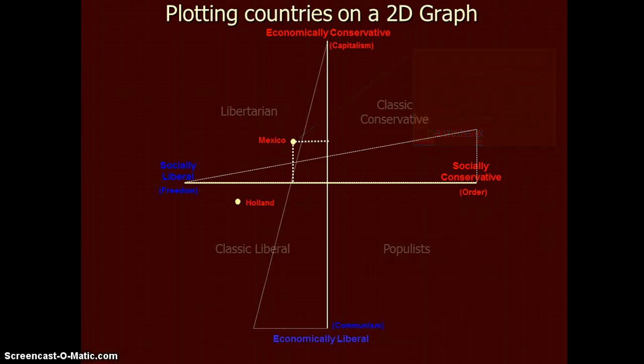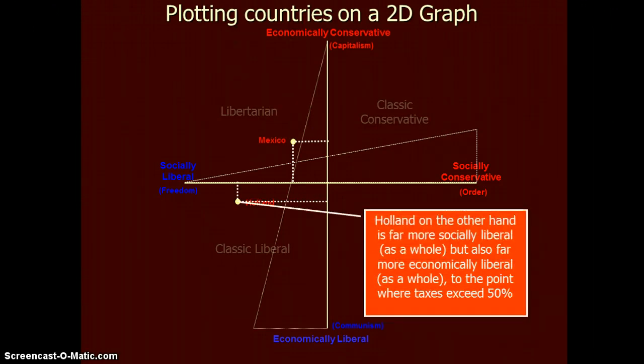Another country that would be in a different quadrant, if you look at Holland and a lot of other European countries for that matter, are countries that are quite liberal when it comes to social issues, meaning they don't want the government involved much, and also quite liberal when it comes to economic issues where they do want the government involved. So Holland is a place, as you see down here, where taxes exceed 50% of an individual's income, and individuals also have a lot of social freedom in order to do what they want.